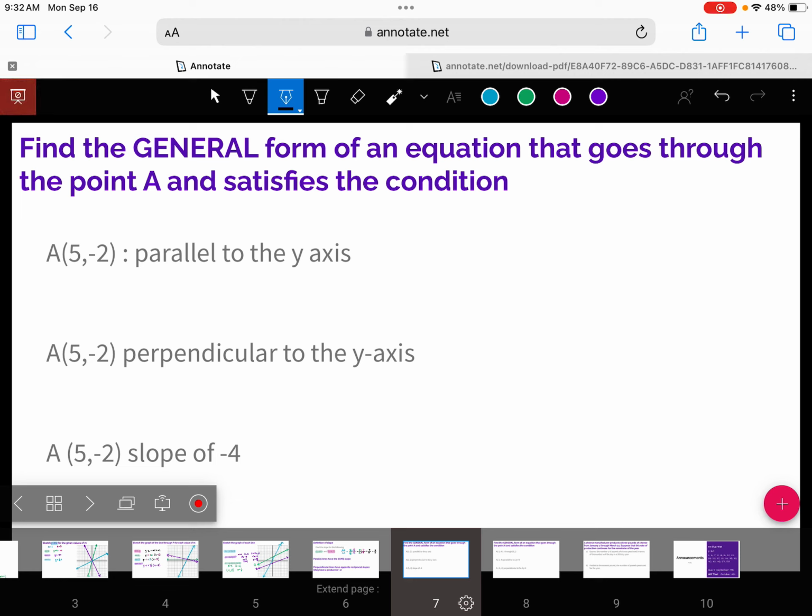So we're going to find the general form of an equation that goes through point A and meets this condition. We have 3 equations we're going to write here. I've got an A of 5, negative 2. These are all going through that same point A, but they have different rules for them.